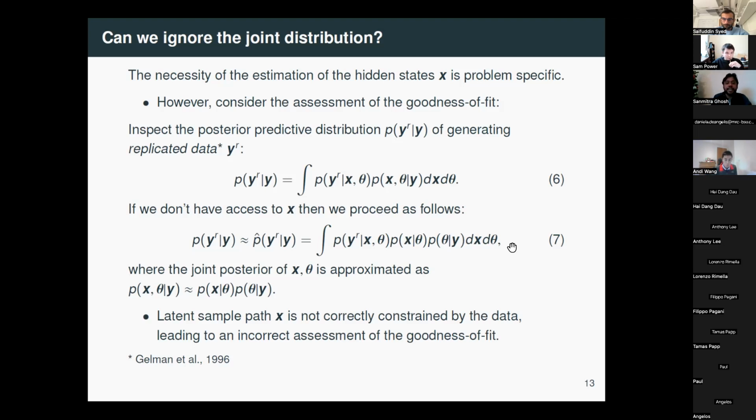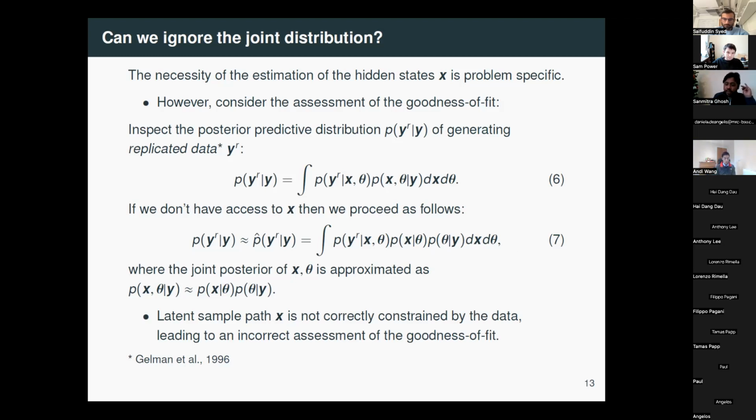And this is basically a wrong factorization of the joint density, right? Because your sample paths are no longer correctly constrained by the data. Now, this is a severe problem because this will lead to incorrect assessment of the goodness of fit, right?